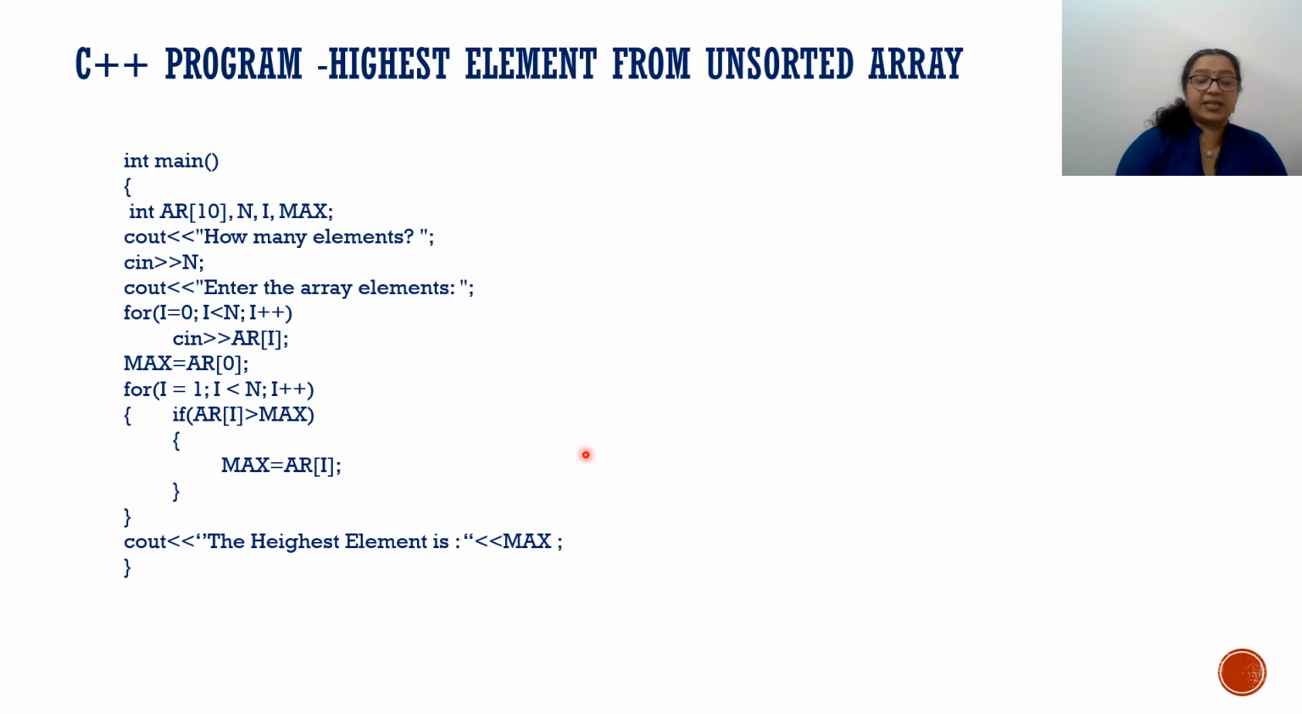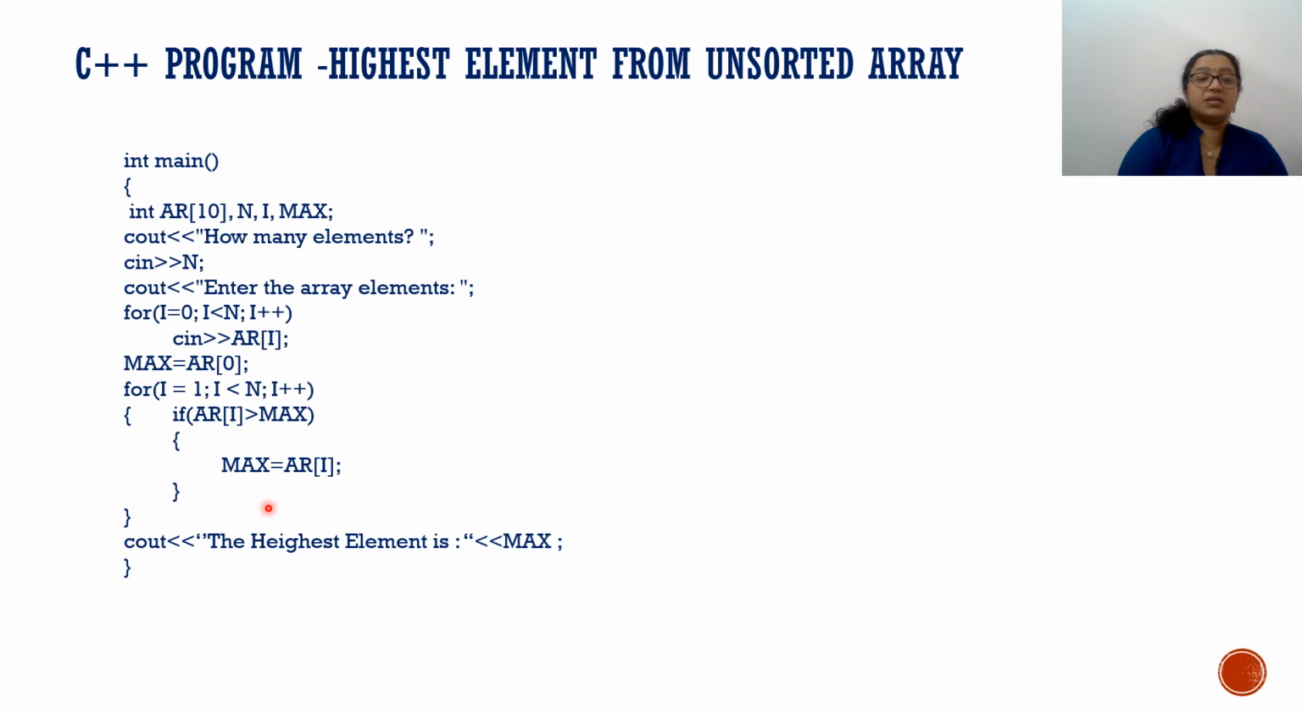Now the program ends. See how simple it is. This is the way of finding the highest element from an array. The only thing is, the first element we store in a variable; here I use the variable max. Then we move the position from 1 onwards and compare: is the element greater than max or not? If it is greater, we store it in max. Otherwise, don't do anything, just move to the next element. There is no else part.